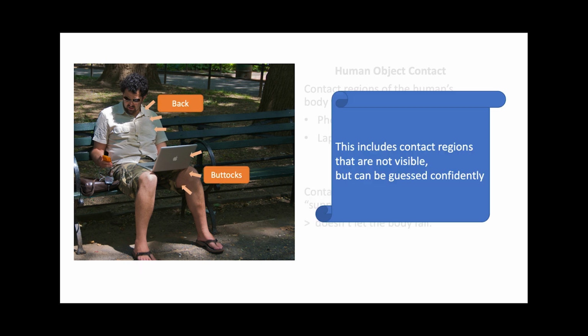Note that you can also annotate body contact regions that are not visible in the image but can be guessed confidently. For example, in this image, the back and the buttocks are not visible but are likely to be touching the bench. Same for the right toes, which are likely to touch the ground.